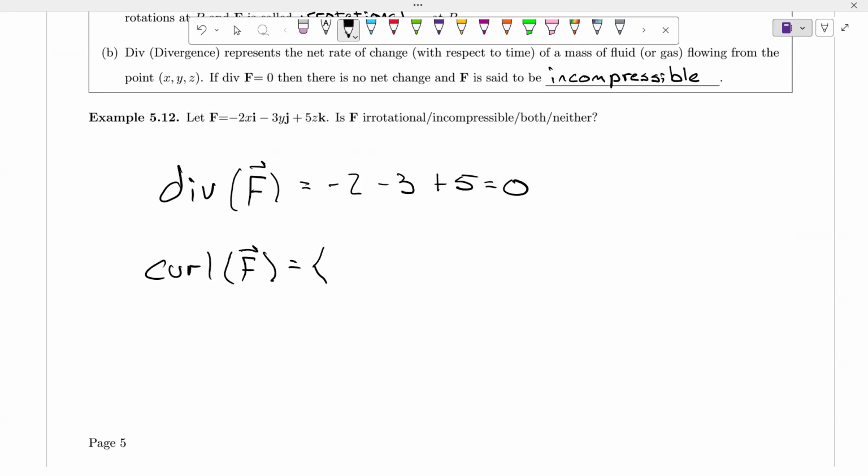Then to get the curl. Again, to remember our order, P, Q, and R always go in reverse alphabetical order. So this is R, Q, P, R, Q, P. And then our partial derivatives go in the normal alphabetical order. So r partial y minus q partial z. Then p partial z minus r partial x. And then q partial y minus p partial x. Oop, I got them backwards. Q partial x minus p partial y.